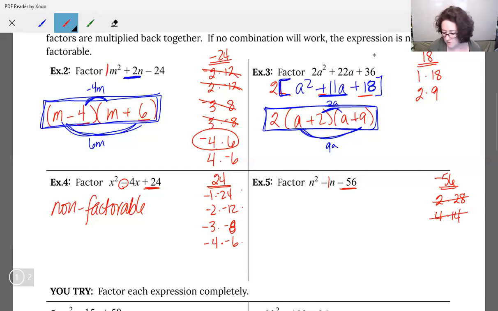Okay, well, what about 7 and 8? Those guys are only 1 away, so we just need to make sure we have our signs correct. So we could either multiply negative 7 times positive 8, or positive 7 times negative 8. Which one of those, when we add them, gets us a negative 1? Well, that's going to be when we have the negative 8. And so those are our 2 values that we're going to write in at the end of our parentheses. So we're looking at n plus 7 and n minus 8.